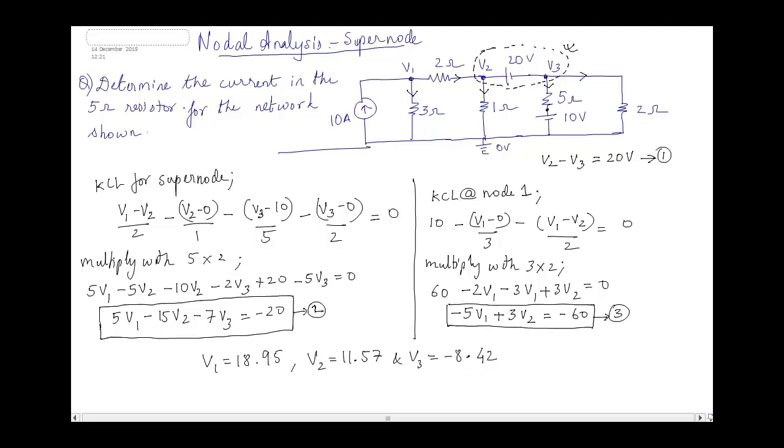Now the question is, determine the current in the 5 ohm resistor. The 5 ohm resistor is this. The voltage across it is V3 and 10. So current through the 5 ohm resistor will be (V3 minus 10) divided by 5, which is, V3 we have already got, minus 8.42, then minus 10, divided by 5, and the answer comes out to be minus 3.6 or 3.7 amperes. So you can write it as, the current through the 5 ohm resistor is 3.6 amperes or 3.7 amperes.